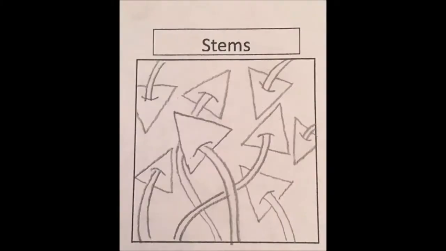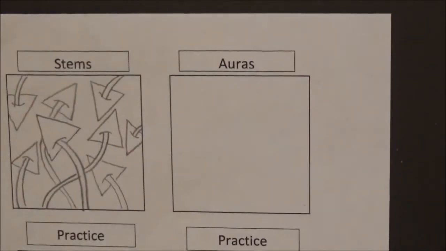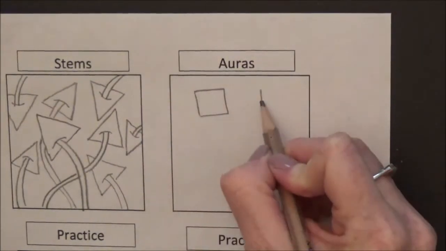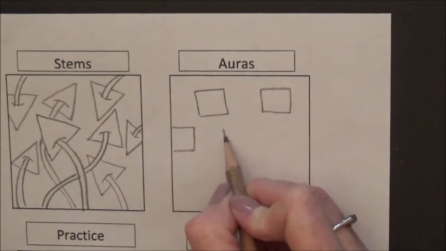Now you do it. Next, we're going to move on to auras. I'm going to draw a series of boxes, and then I'm going to use some curved lines to go around them as if water were flowing around the boxes.